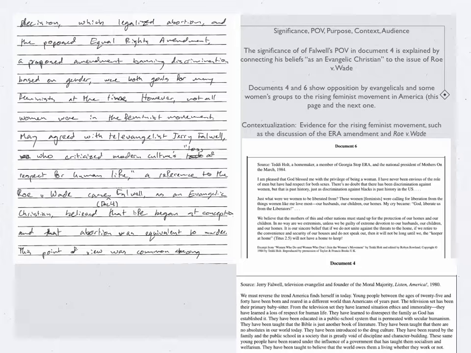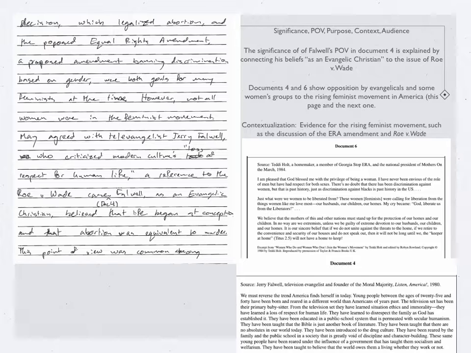And then documents 4 and 6 show opposition by evangelicals and women's groups to the rising feminist movement. And you see document 6 down there is a letter from a homemaker. And she is talking about how she doesn't really support the feminist movement. She believes in women being homemakers and being more devoted to the family.